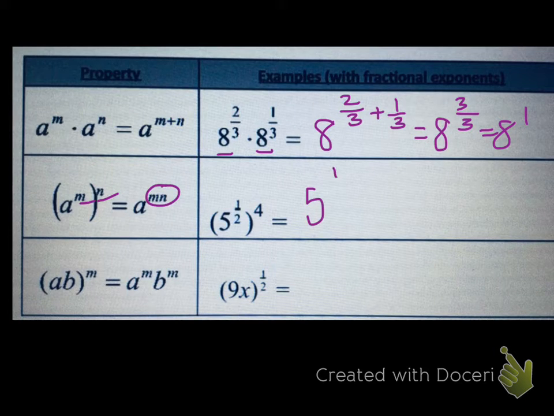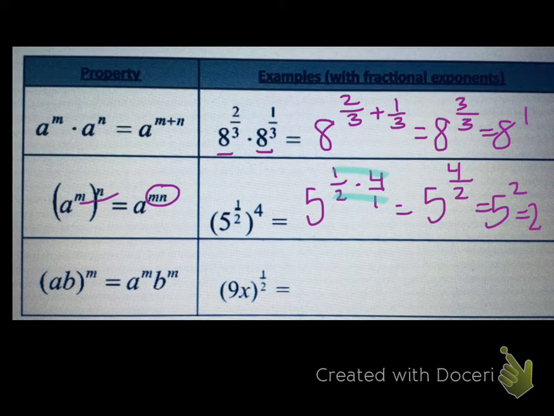For the second one, again, power to a power says I multiply the exponents. So this will be 5 to the 1/2 times 4. When we multiply fractions, we multiply our tops and bottoms respectively. So this will be 5 to the 4/2, because I multiplied the 1 and 4 and the 2 and 1. And this will be 5 squared, which will equal 25.